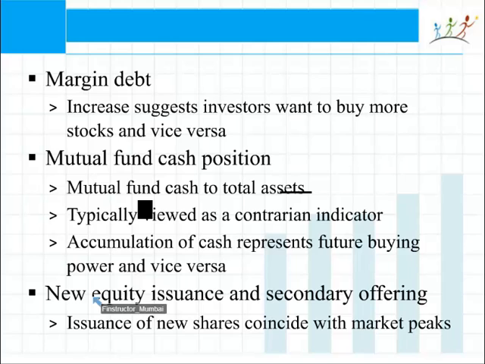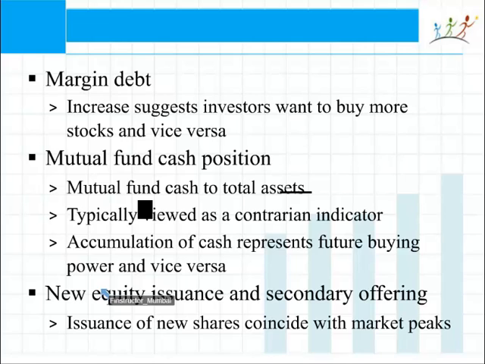The number of IPOs and the number of QIPs, follow-up fund offerings, secondary offerings, also indicate that the market has peaked. Normally new equity issuances, secondary offerings, etc. happen when the market is good. That is, promoters think that their stock is getting a good value, so they are willing to sell their own stock. New equity issuances means when companies sell their own stocks. Companies will sell their own stocks only when they think they are highly valued.